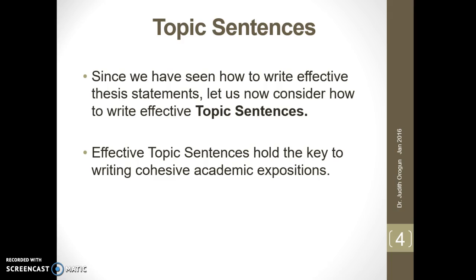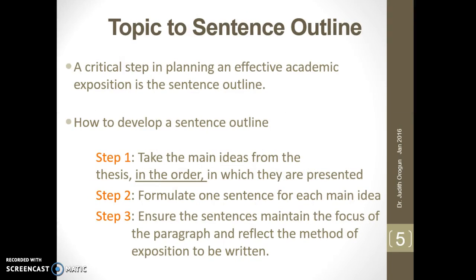Effective topic sentences hold the key to writing cohesive academic expositions. And that is why we are giving so much time and effort to helping you understand how to do this, so that the rest of the essay writing process will become easier. Now, having learned how to write thesis statements, we're going to proceed to the topic sentence outline. How do we do this?